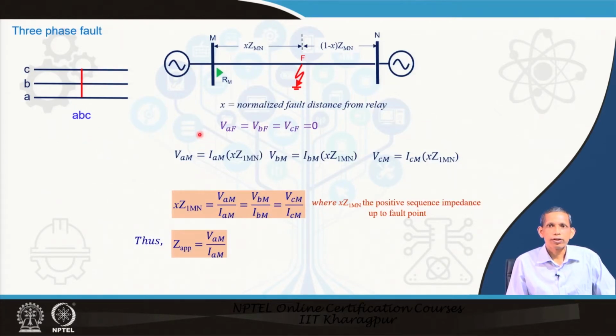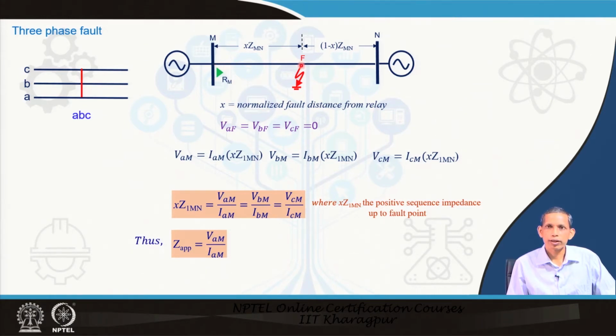So, let us see for different types of fault how the apparent impedance calculation will be related. 3-phase fault, balanced. So, let us say this is a 2-bus system. We have a transmission line between M and N buses, and our distance relay is at R m. We know a distance relay uses local voltage and current signals. So, we will be using only the signals available at bus M.